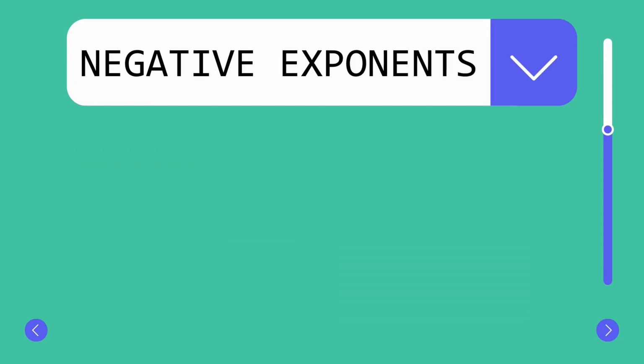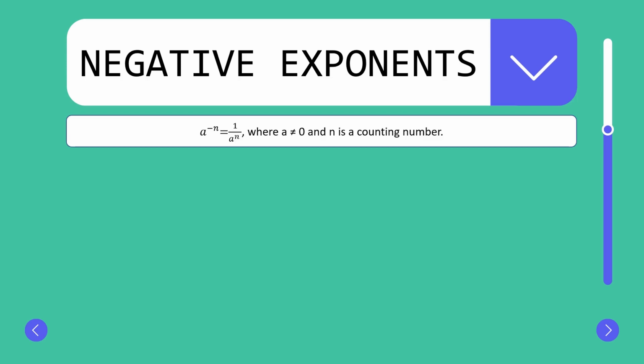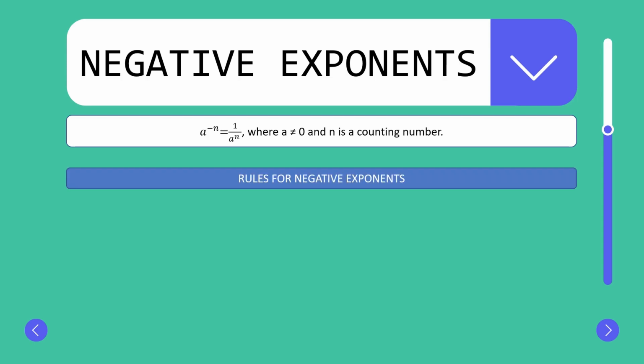This time, let's learn about negative exponents. For negative exponents, if a is raised to negative n, it is equal to 1 over a raised to n, where a is not equal to 0 and n is a counting number. From this general rule, we can generate other important rules for negative exponents.